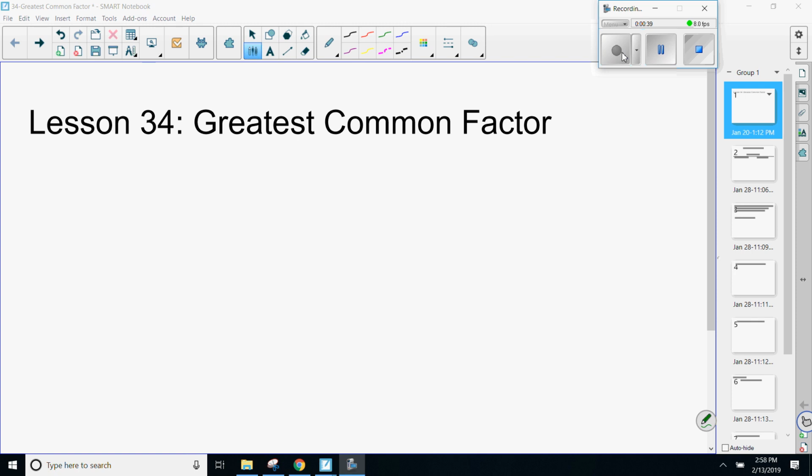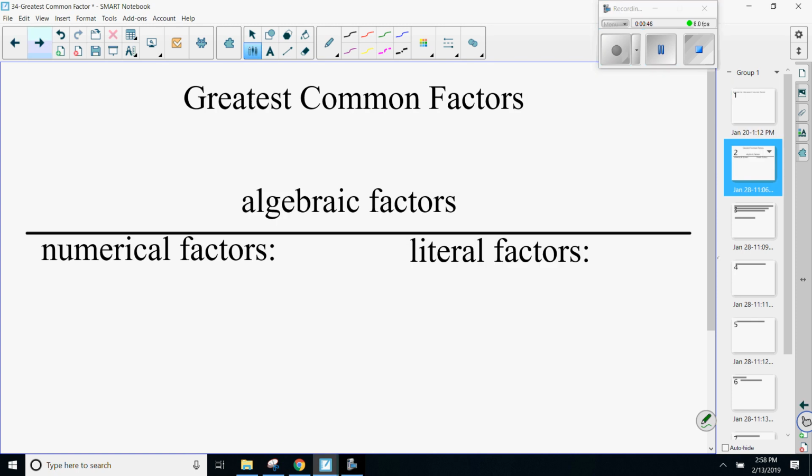The way we are going to use the greatest common factor is in a process of factoring. It's called factoring. We want to take something out. So if we look at what the greatest common factors are, we have algebraic factors. Algebraic factors involve two things. We have numerical factors, which are going to be what? Numbers. And we have literal factors, which are going to be variables. The letters are the variables.